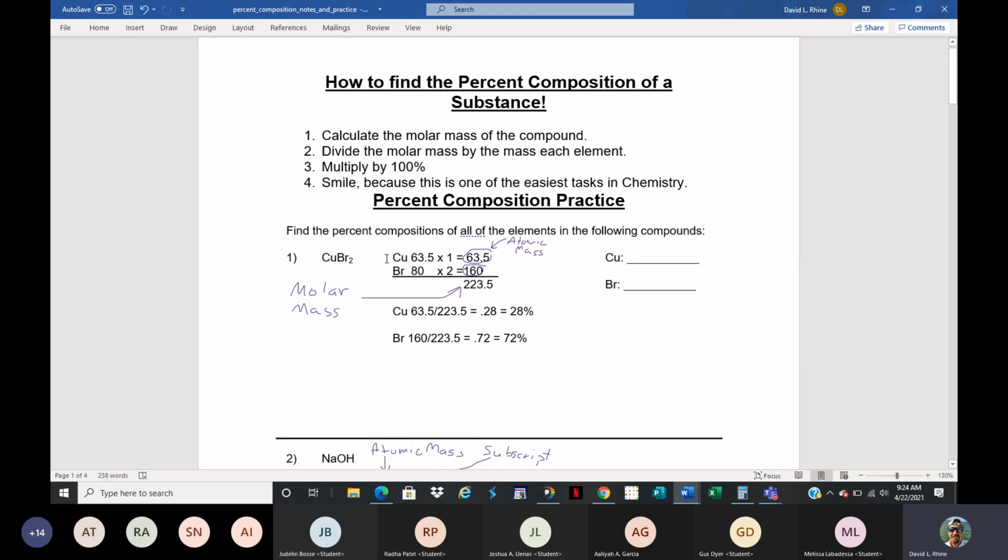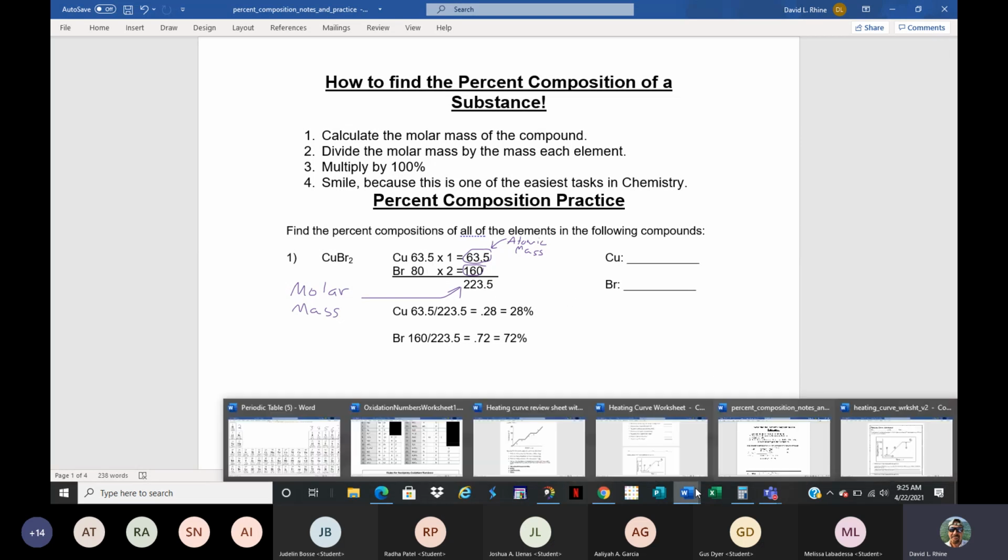All right, so what you do, here's our compound. Again, calculate molar mass of the compound. So that's what we're going to do now. Here's our compound. This is copper bromide. It has 1 copper atom and 2 bromide atoms. So what we do is we just write down copper, write down bromide, just their symbols. 63.5 and 80 are the atomic masses from the periodic table.